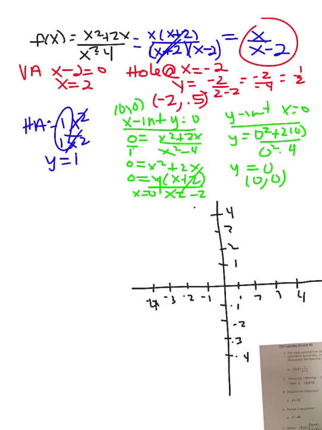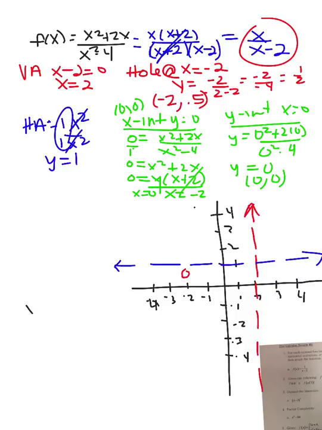Okay, so let's graph our hole and our vertical asymptote. So the vertical asymptote is at x equals 2. There's a hole at negative 2 comma 0.5. I have a horizontal asymptote at y is equal to 1. Okay, and now I just need to make a table of values to find some more points.